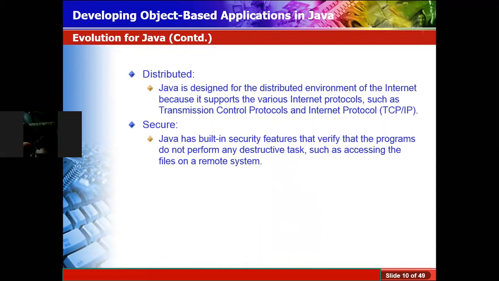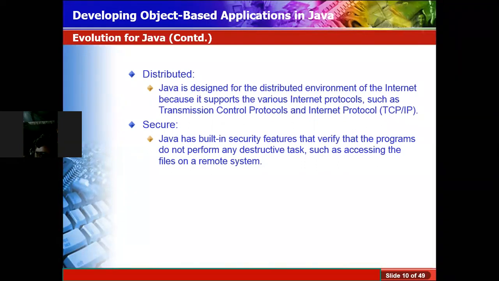Distributed. Java is designed for the distributed environment of the internet because it supports various internet protocols. So by using Java, you can create an application for a single system or an internet-based application.